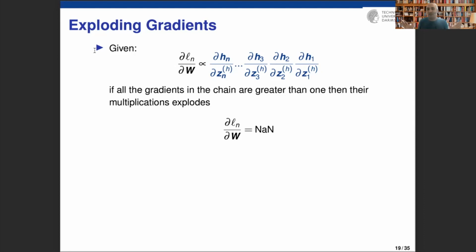So if you have a very large L, a very long sequence, then it's very likely that the output of this multiplication overflows, and as a result, the norm of the loss, or the gradient of the loss with respect to W, results in a NaN value.